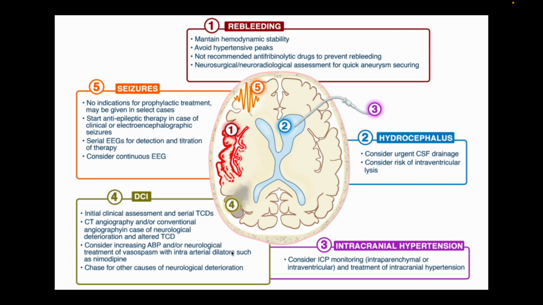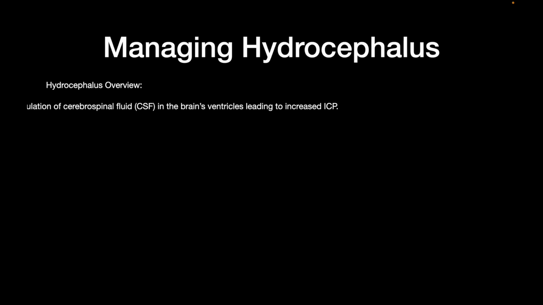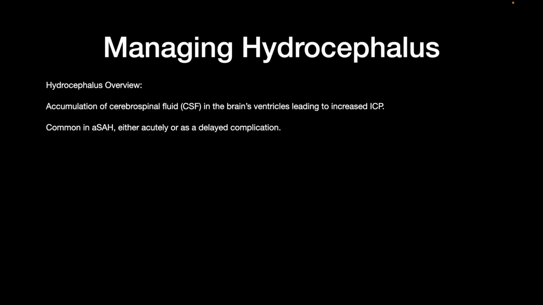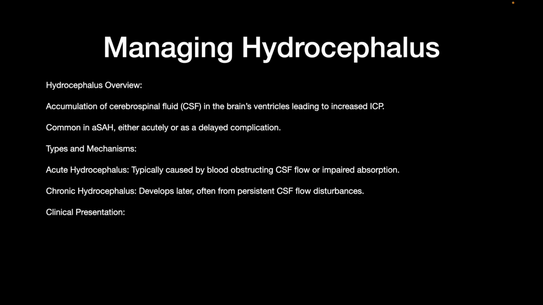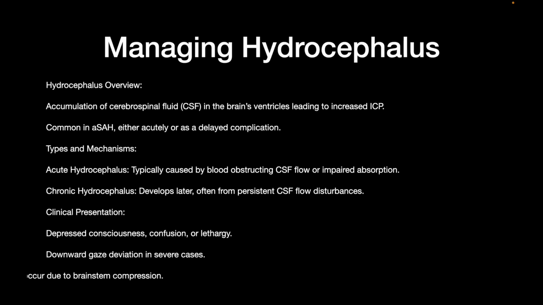We will deal with each one by one. The next is management of hydrocephalus. In this, accumulation of CSF occurs. It is common in SAH, and it can be an acute or even delayed complication. As for types and mechanisms, there can be acute hydrocephalus, which is because of obstruction to the CSF flow, or chronic hydrocephalus because of persistent CSF flow disturbances. Clinical presentation is decreased consciousness, lethargy, confusion, and downgaze deviation. In severe cases, bradycardia and hypertension can also occur.